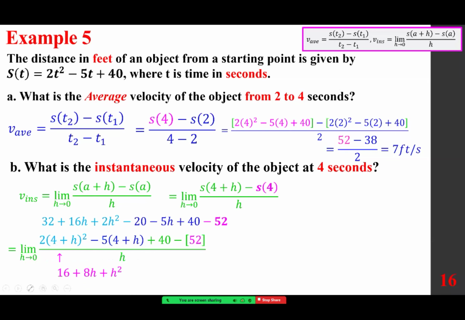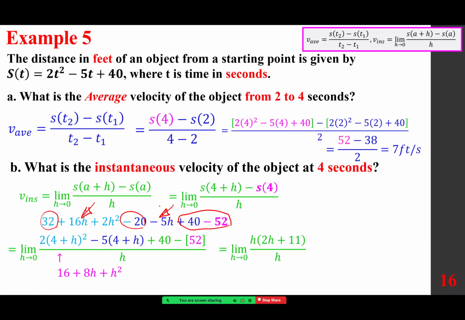You notice the numbers 32, negative 20, 40, minus 52, they add up to 0. 16h minus 5h is 11h. You factor out the h for this one and 2h squared. You drop the common factor of h, and now if you plug in 0, you get 11 feet per second.